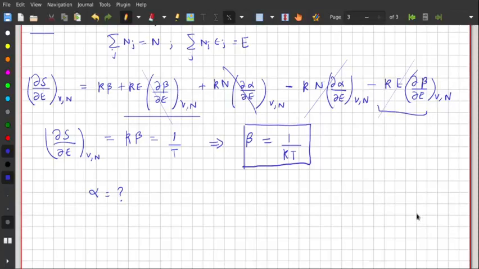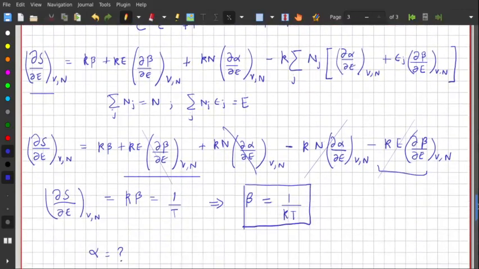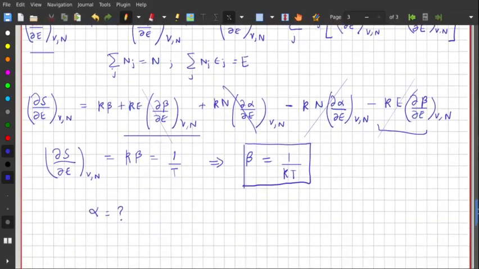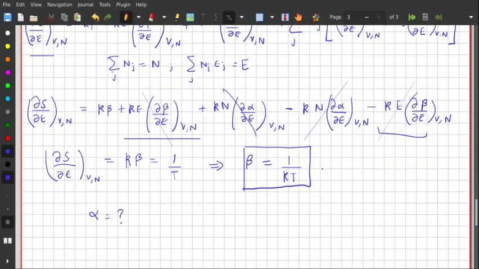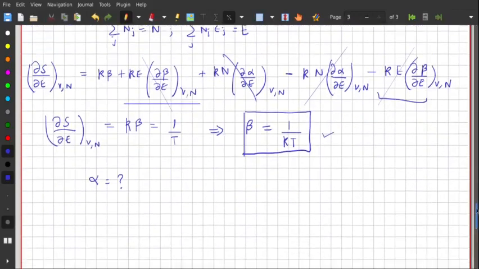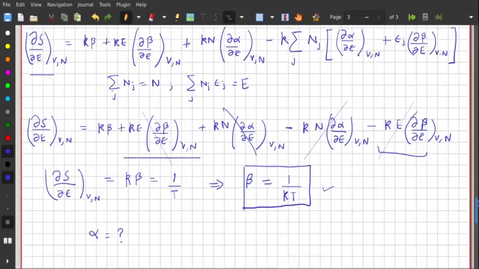In this segment, we'll be continuing what we were doing in the previous segment. If you recall, we were computing the Lagrange multiplier. We computed what beta was, and there is another Lagrange multiplier, which is alpha. That is what we will be doing now.